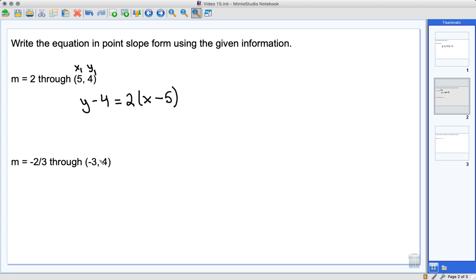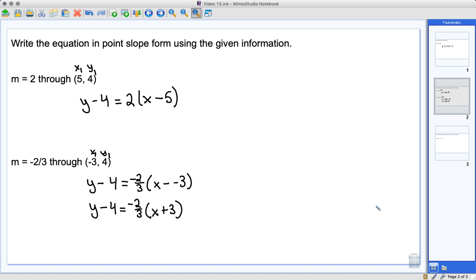Do the same thing on the next one. So x1, y1, got your slope. So y minus 4 equals negative 2/3 parentheses x minus negative 3. The only thing I want you to do is simplify this. That minus and negative, remember, becomes a plus. So you're going to have y minus 4 equals negative 2/3 times x plus 3. I do want you to simplify it correctly using your mathematical rules.